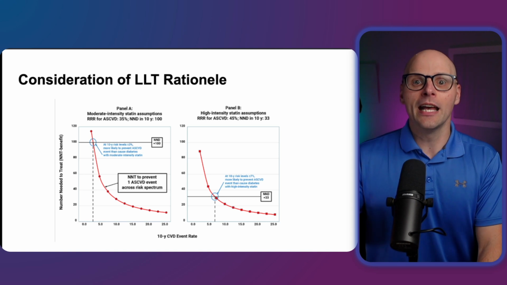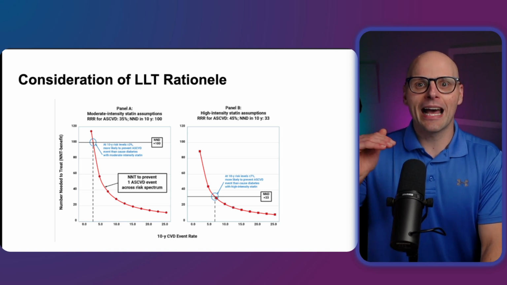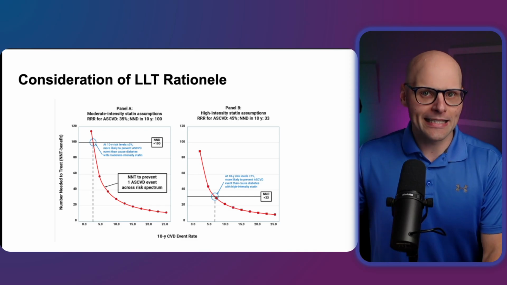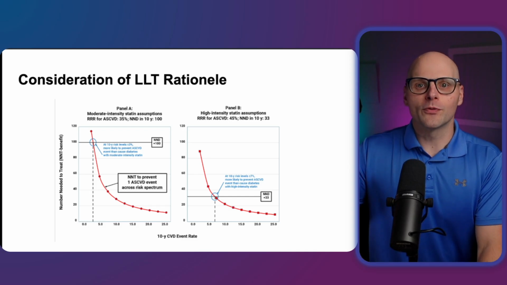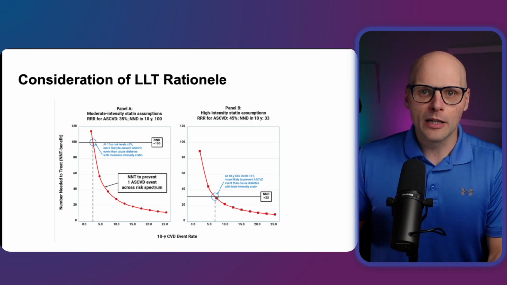And if you look at panel A, it represents moderate intensity statins. So the black line is sitting at 100. That means if we treat 100 people for a decade, we might cause one case of diabetes. Now follow the red curve down until it intersects with that black line. And where does it cross? Right at the 3% risk mark.